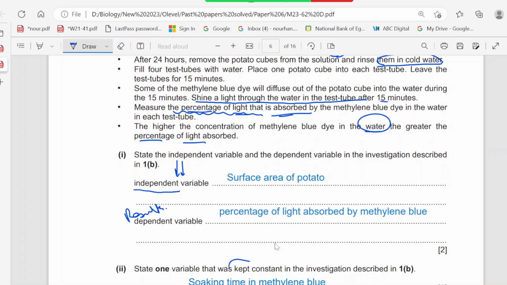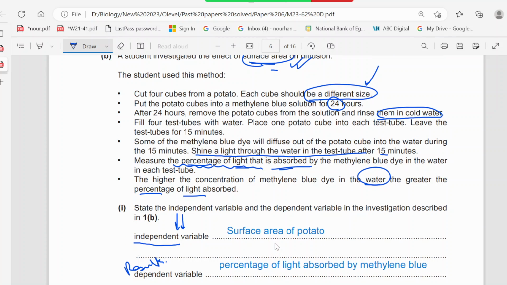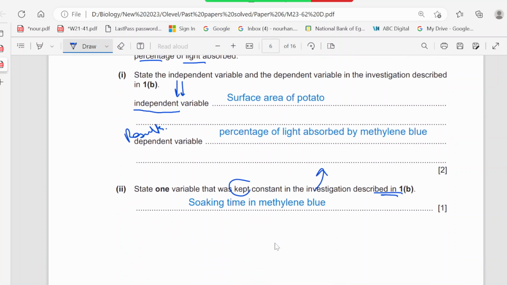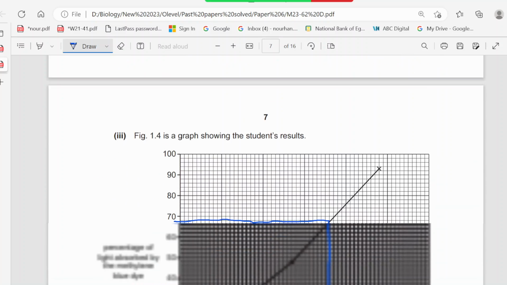State one variable that was kept constant in the investigation described. What did I do the same for all of them? For example, after you put the potato, you remove the potato, rinse them in cold water, fill the test tubes, place one, leave them for 15 minutes. So the time of soaking in the methylene blue was the same. I soaked them all for 15 minutes. Also the time left for the dye to diffuse, you left them all for 15 minutes too. This is the constant variable.